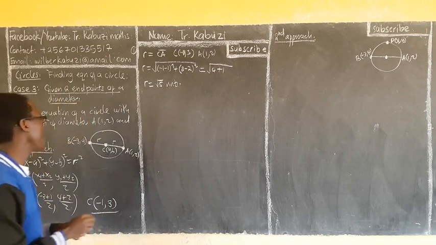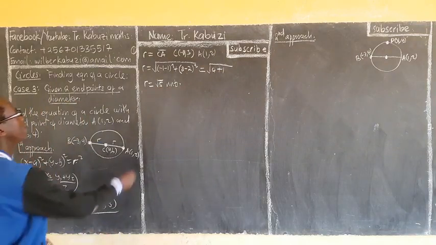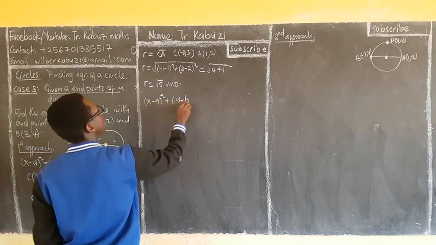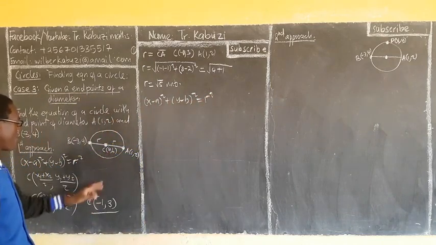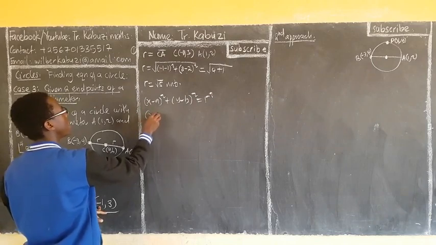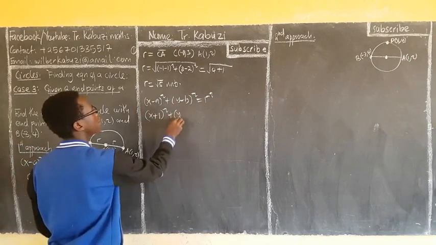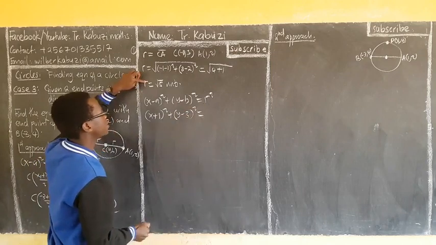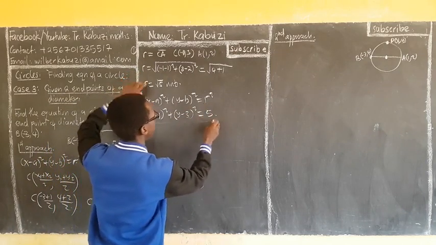After getting that radius, I substitute into the equation of the circle: (x minus a) squared plus (y minus b) squared equals r squared. My a is negative 1, so I have x plus 1, the whole squared, then plus my b is 3, so (y minus 3) squared equals, when you square the radius, 5. And that is the first approach.